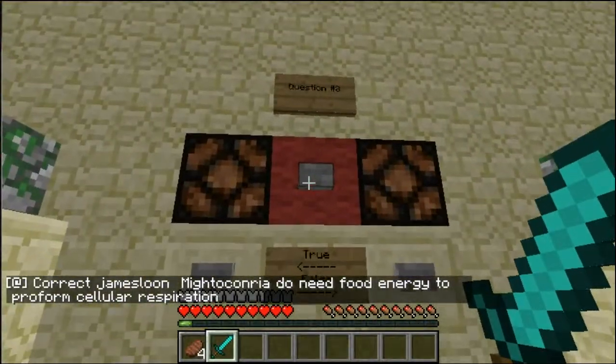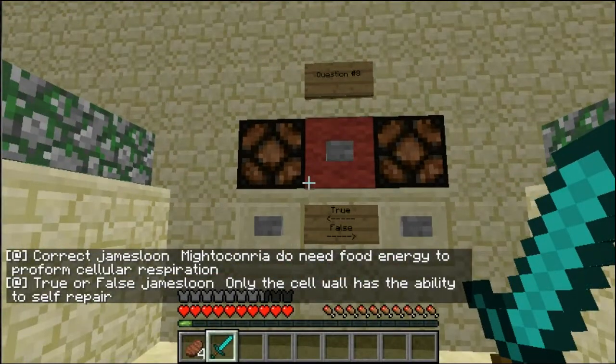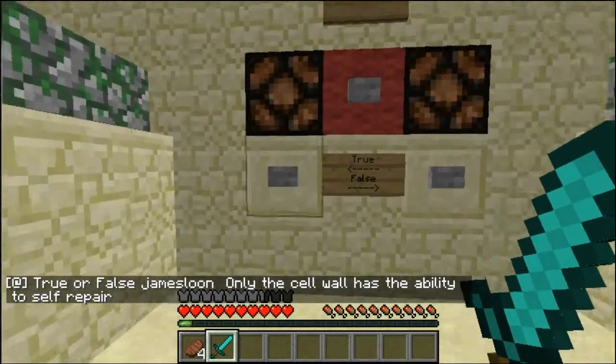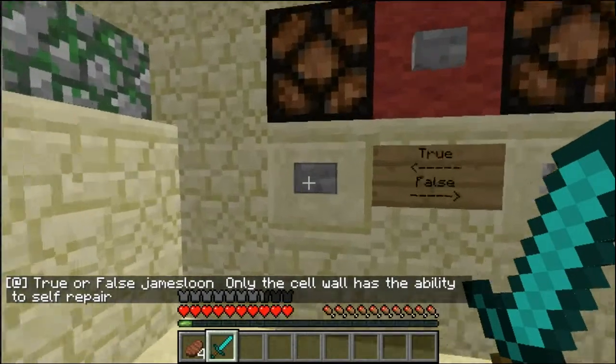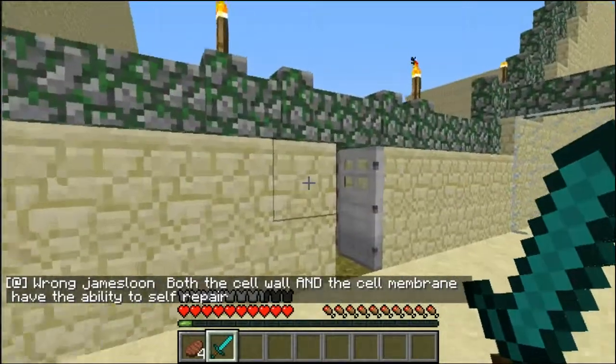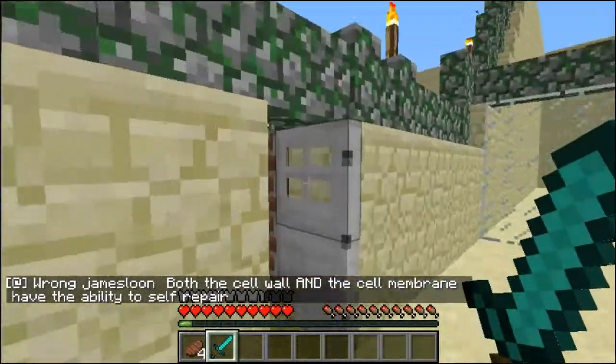Now, this one is true or false. Only the cell wall has the ability to self-repair. Now, if I get this one wrong, let's just say it's true, even though it's not. It will say wrong, but it will still open the door because it's true and false, and why bother hitting another one?